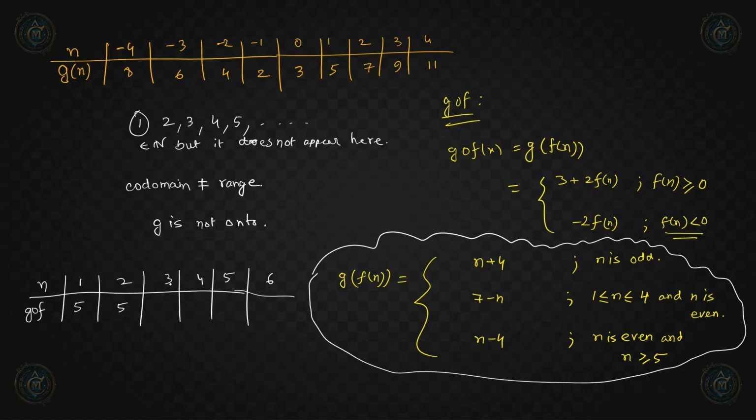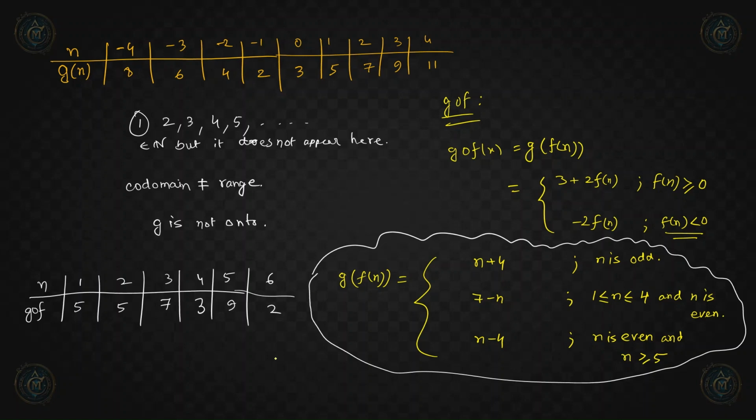Then if we put n = 3, n is odd, so by this definition this will be 7. Then we have n = 4, that means n is even and n ≤ 4, so this will be 7 - 4 = 3. Then n = 5, n is odd, so 5 + 4 = 9. Then we have n = 6, n is even and n ≥ 5, that means it will be 6 - 4 = 2.